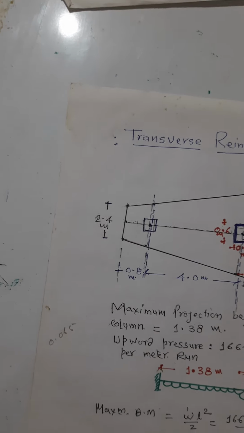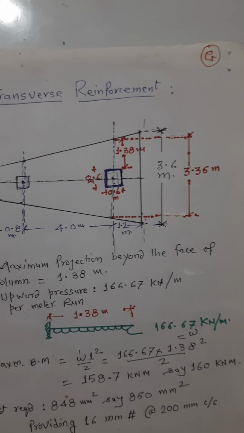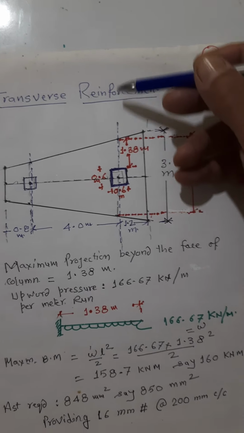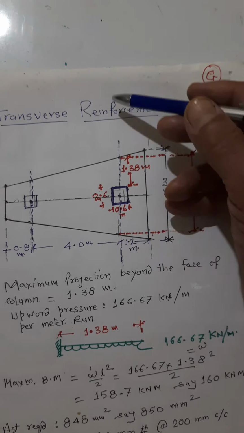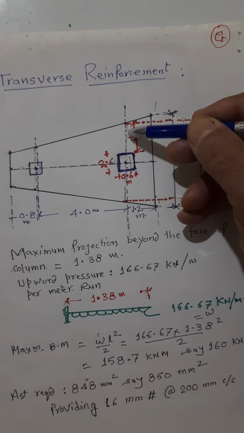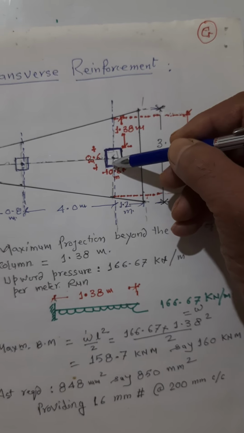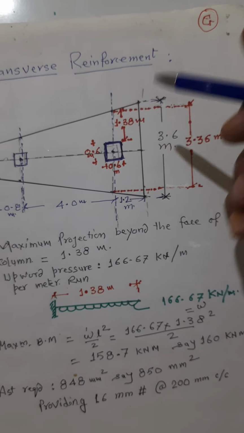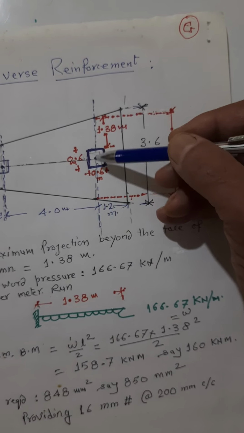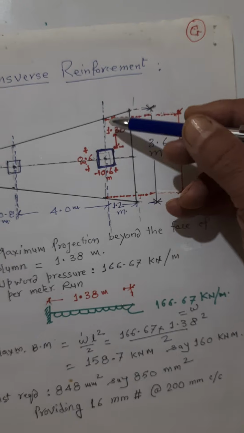Next important part is the transverse reinforcement. We have calculated the reinforcement in this direction, in the bottom. Now we have to find the transverse reinforcement. Again we'll have to find this distance, because this is the maximum projection. First of all, find out this distance by using equation number 1, minus 0.6, that is 600, upon 2, and you will find this distance.